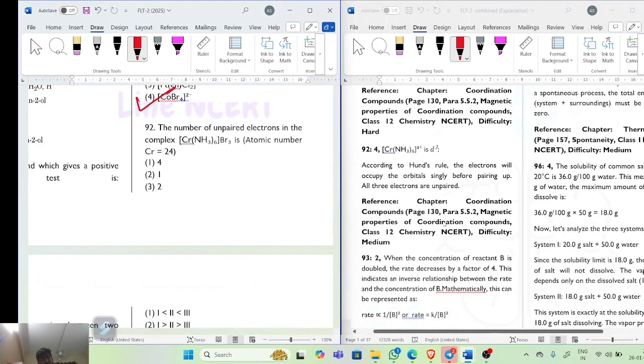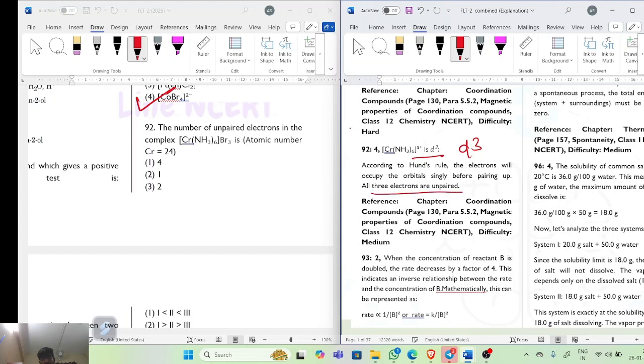Now question number 92. The number of unpaired electrons in the complex is... First of all, we write the electronic configuration. First we calculate the oxidation state, and from this we can say that its electronic configuration will be d3. Then according to Hund's rule, electrons occupy orbitals singly before pairing up. So all three electrons are unpaired. So option number 4 is our correct answer.